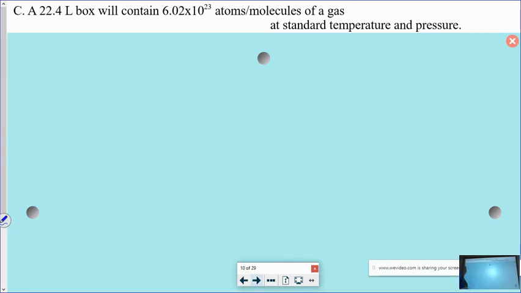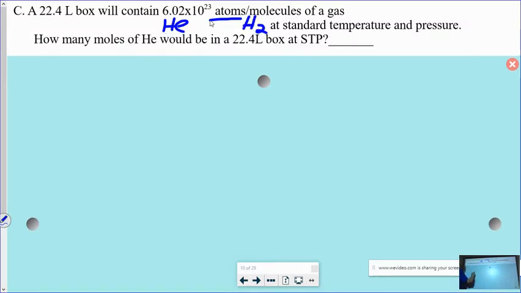So here's our first question. It says a 22.4 liter box will contain 6.02 times 10 to the 23rd atoms or molecules of gas at standard temperature and pressure. Some gases are atoms, like helium, and some gases are molecules, like H2. So that's what it's trying to get at. How many molecules of helium would there be in a 22.4 liter box at STP?